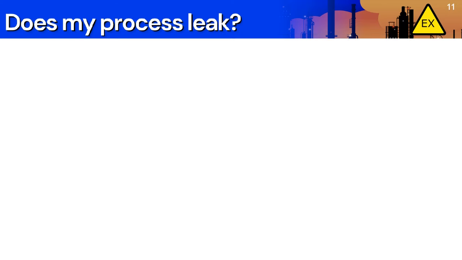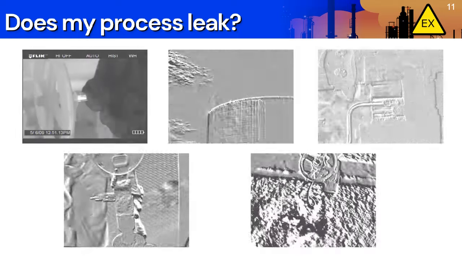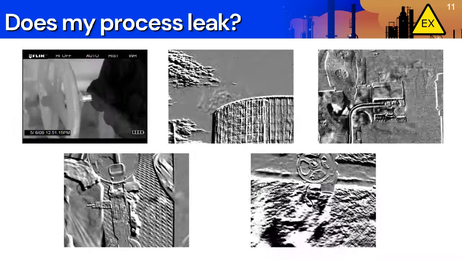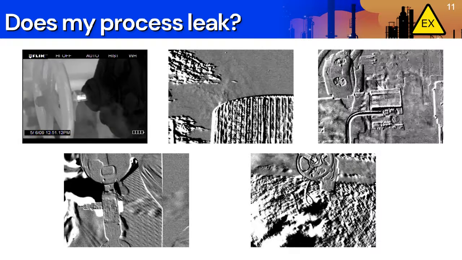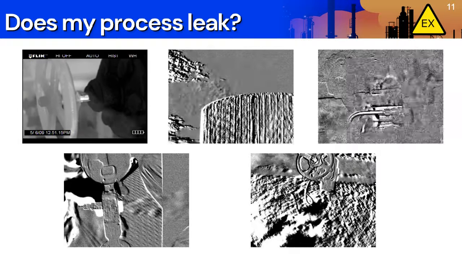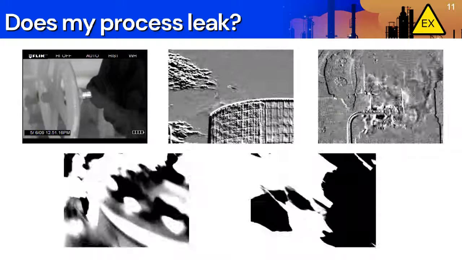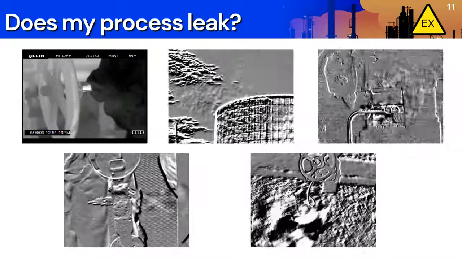Given that our process handles flammable materials, the next question we must ask is, does my process leak? Most processes are well contained and do not leak. However diligent we may be, it is expected that minor releases will occur. Such releases, intentional or unintentional, pose an explosion hazard.